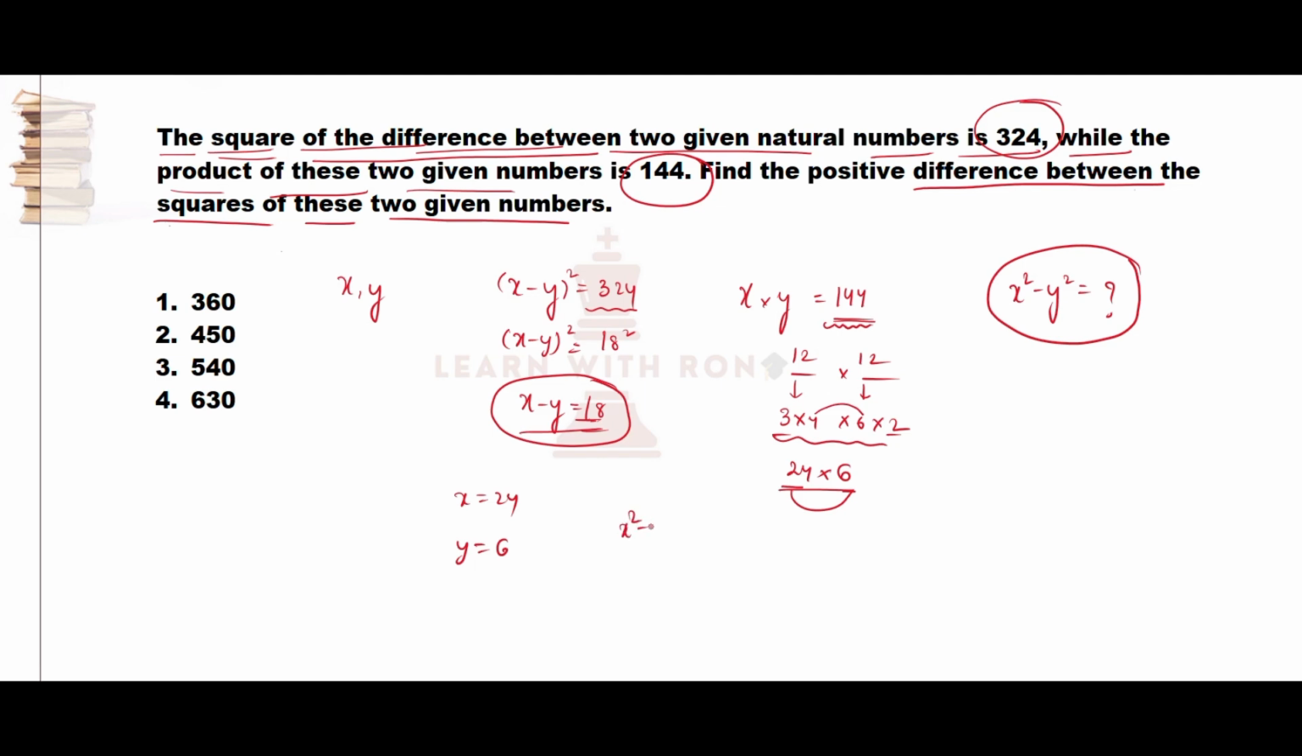So, we need to find x square minus y square. X how much? 24 whole square. Y how much? 6 whole square.